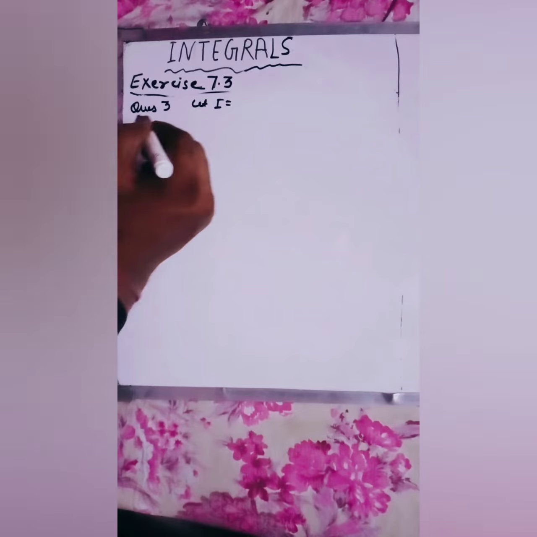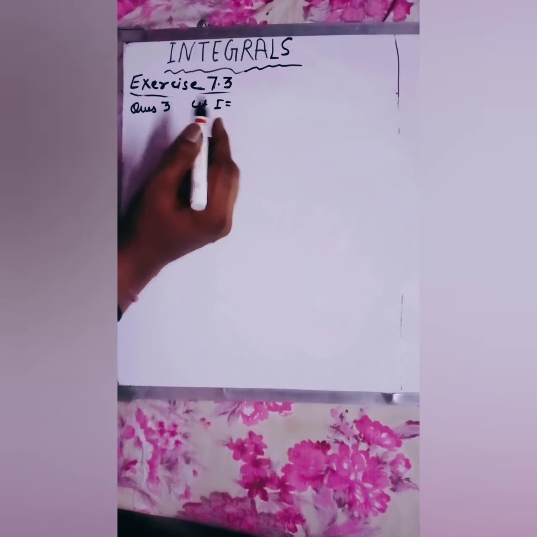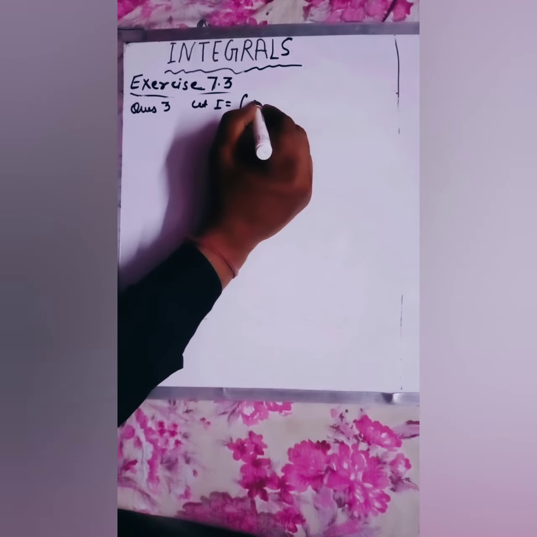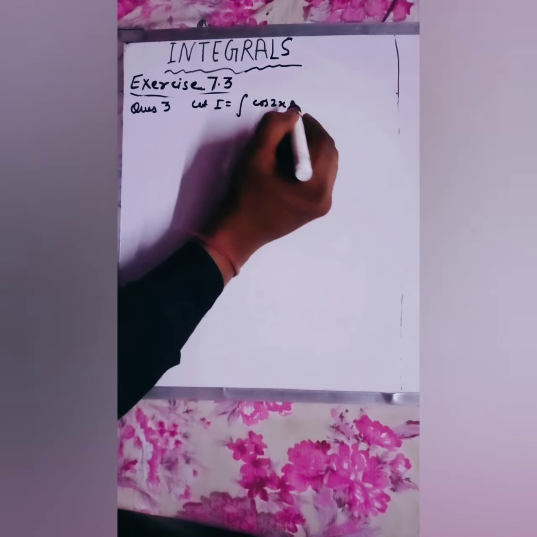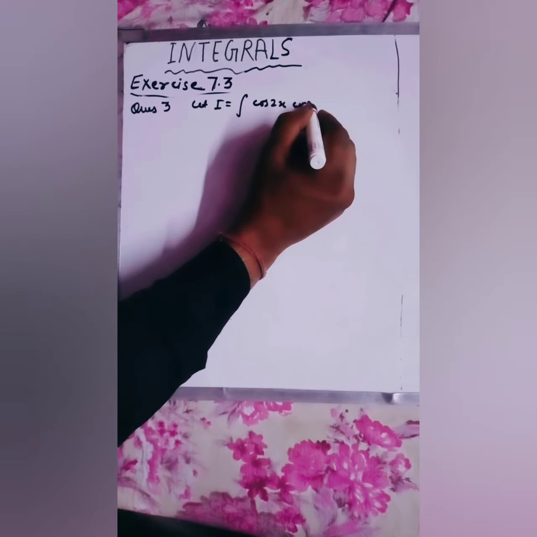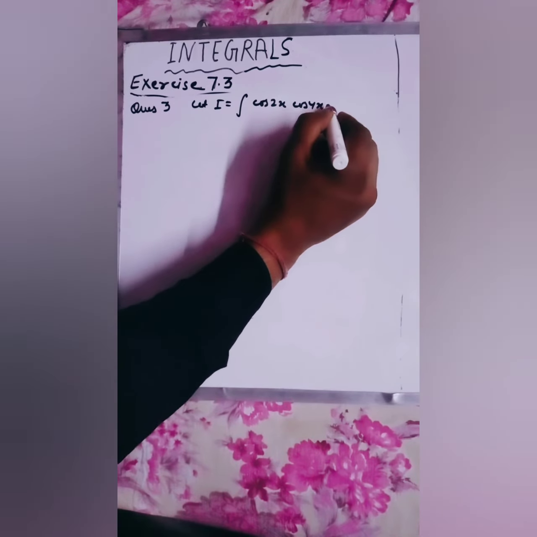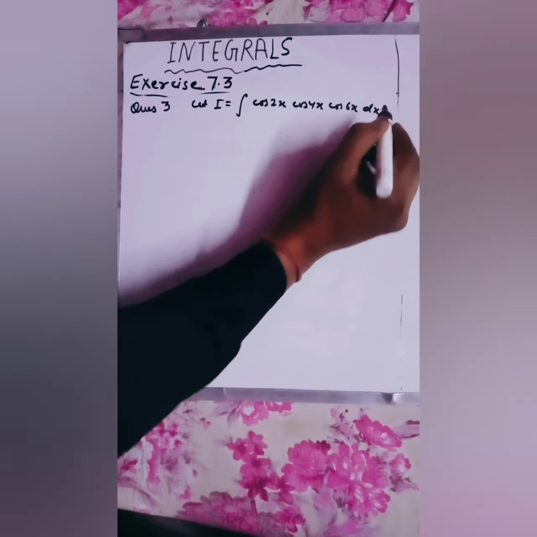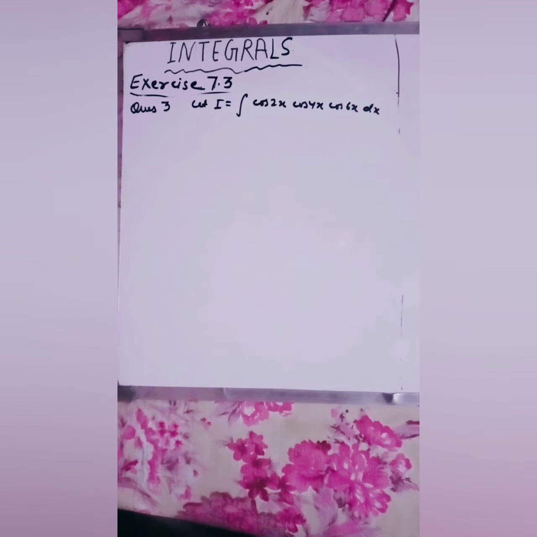Now we are going to solve question number 3. Okay, so I'm writing the question. Let I is equals to integral cos 2x cos 4x cos 6x into dx.